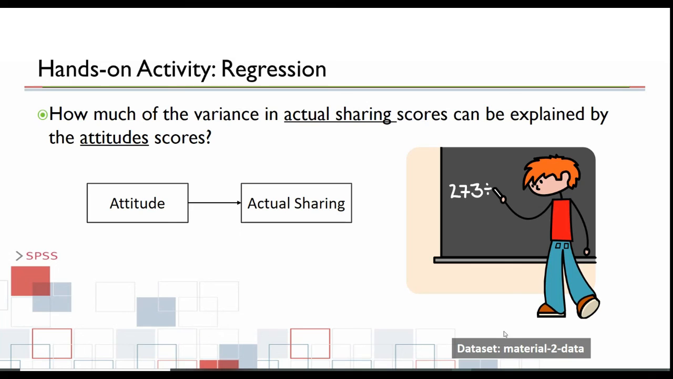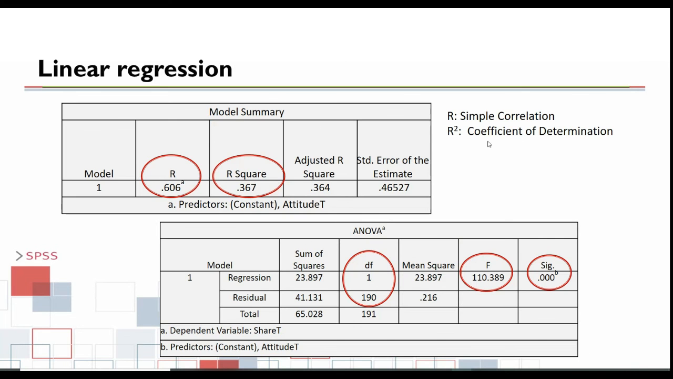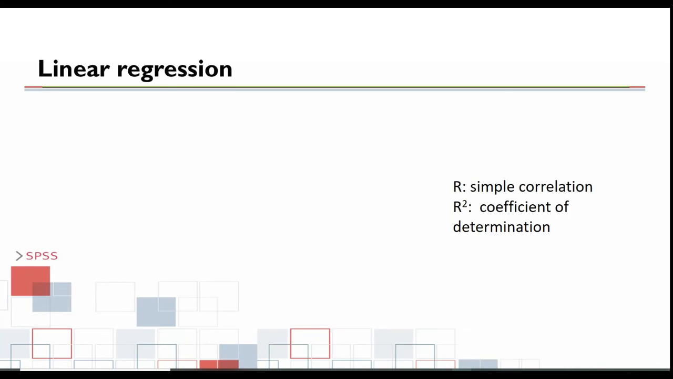You go to material to data set, you use this data set, and then you can see over here, R is just a simple correlation, which is a Pearson correlation. R square is the coefficient of determination. You can look at the ANOVA table. If it's significant, we can conclude that yes, there is a significant association between the two variables.